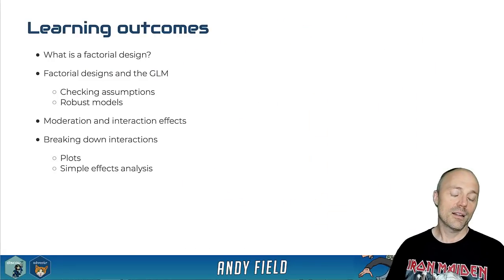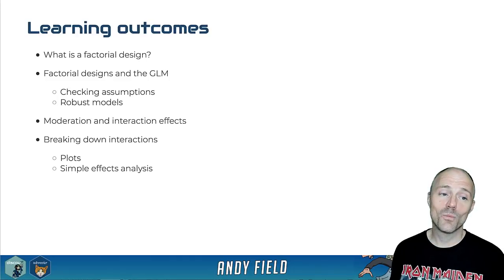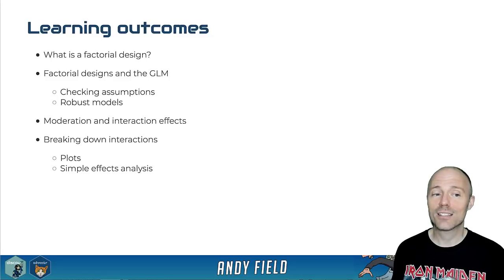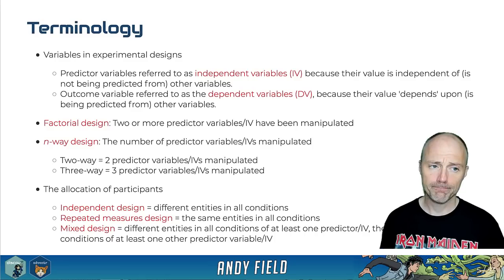So hopefully, by the end of this session, you'll have an idea what a factorial design is, have an idea of how you would analyze them with a GLM and check assumptions and fit robust variance and all the rest of it. We're going to spend a bit of time talking about moderation and interaction effects because they are a key part of factorial designs, and look at how to break down interactions both visually with plots and also with something called a simple effects analysis.